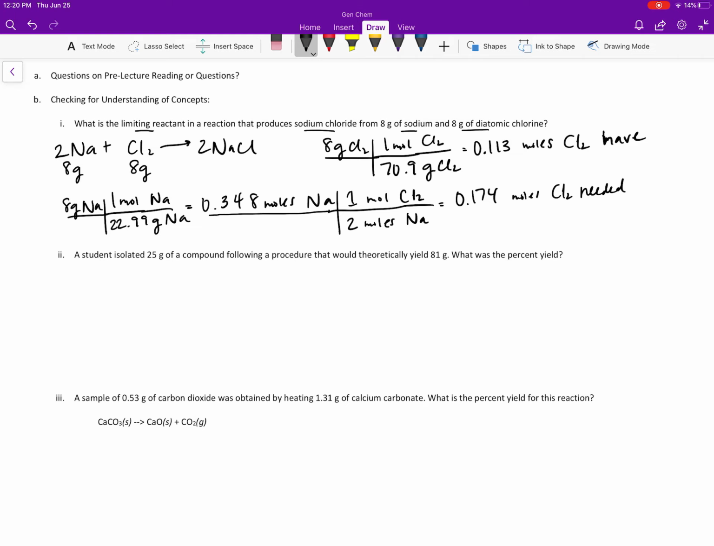So in this case, I can see that I need more than what I have. Need more than I have, which means that my chlorine is my limiting reactant, because I need more of it than what I have, just like I needed more bread than what I had.